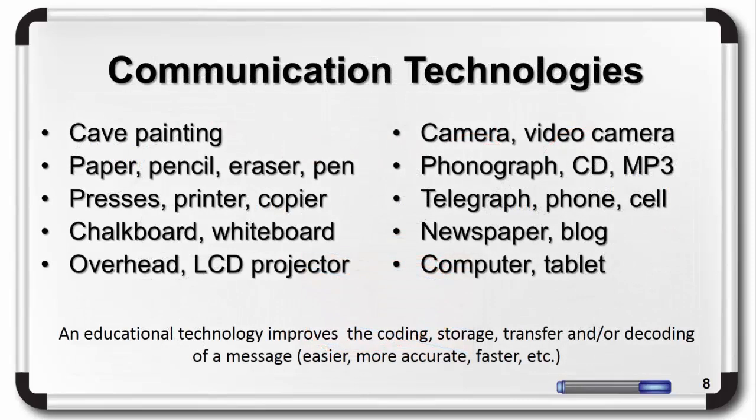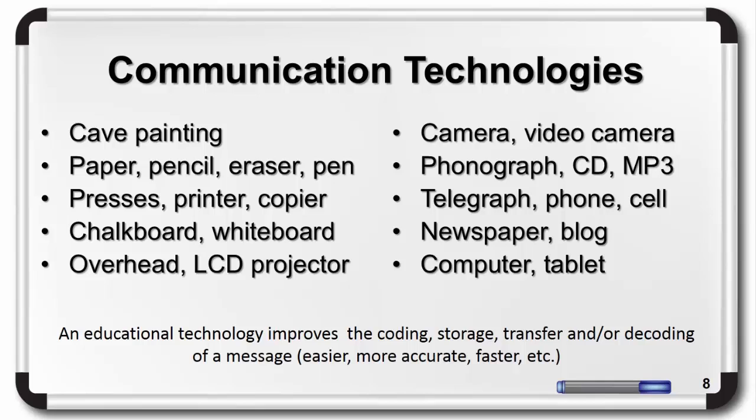According to this working definition, each of these items is an example of an educational technology. Cave painting allowed people to share images of what they saw in ways that stored the images so they could last over time. Paper and writing utensils allowed people to draw and write messages that lasted over time and could also be moved from place to place.